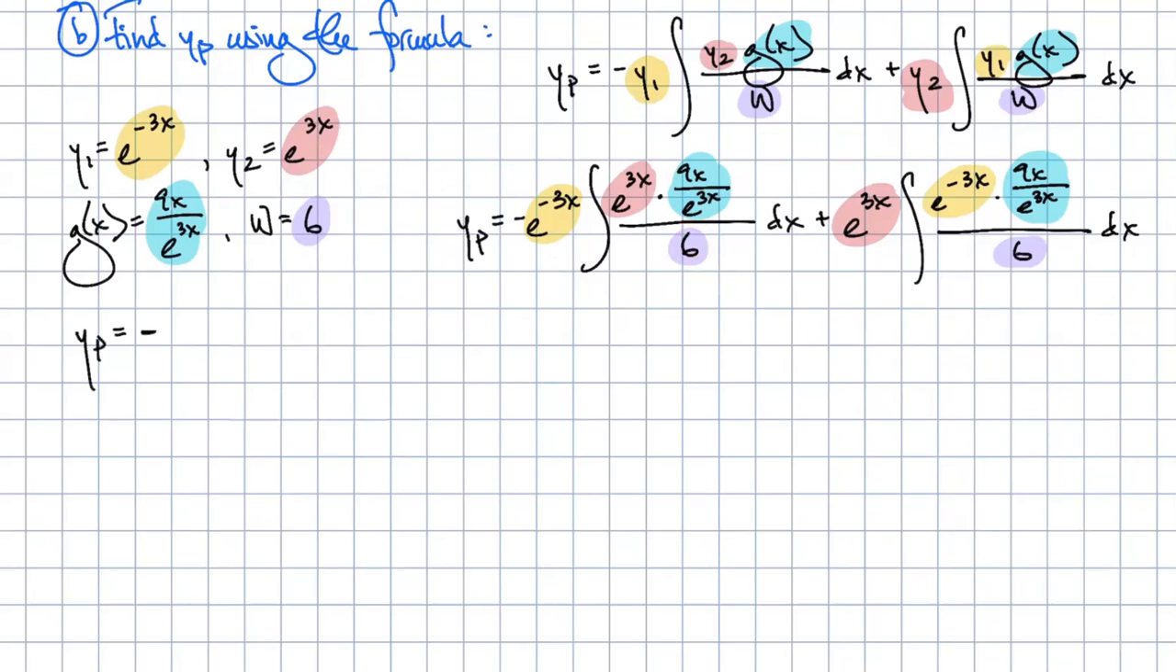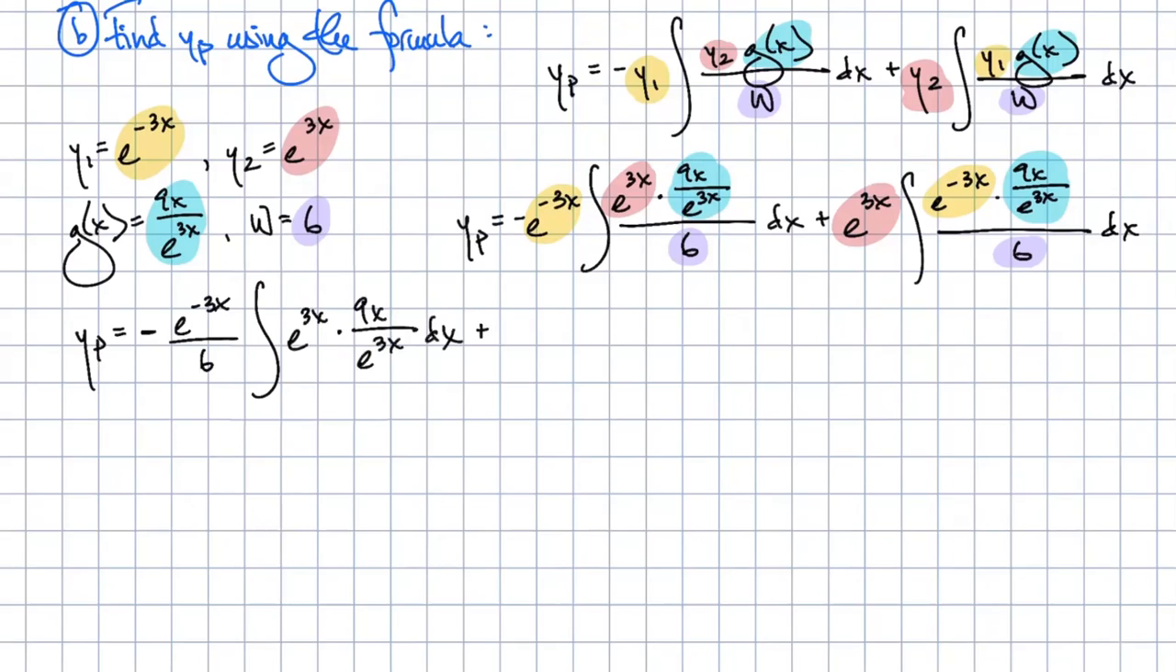So I have negative e to the negative 3x over 6. Now you can't always take out the Wronskian, but in this case, because it's a constant, you can, okay? And then I'll take the time to write this extra step. I have e to the 3x times 9x over e to the 3x.